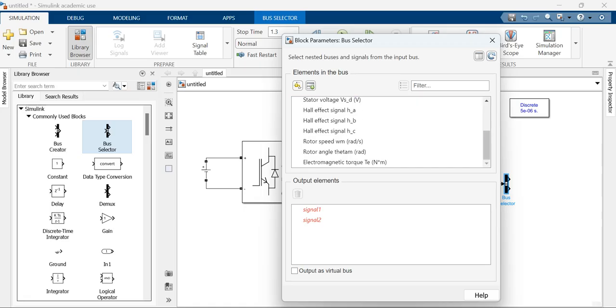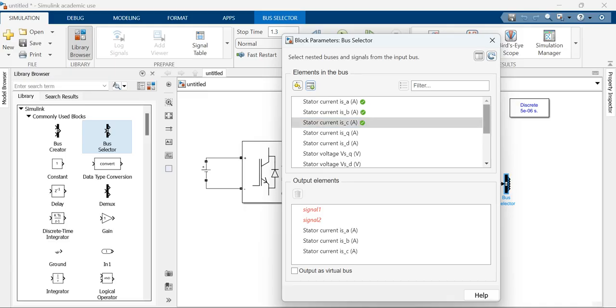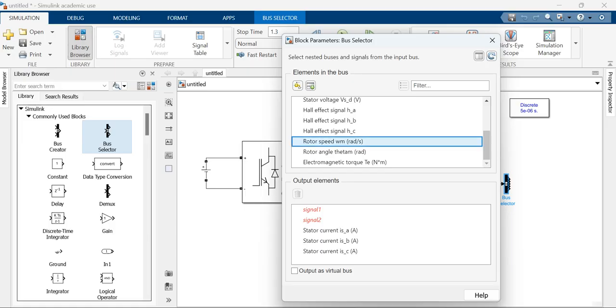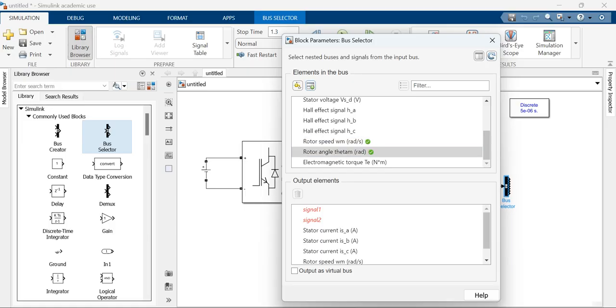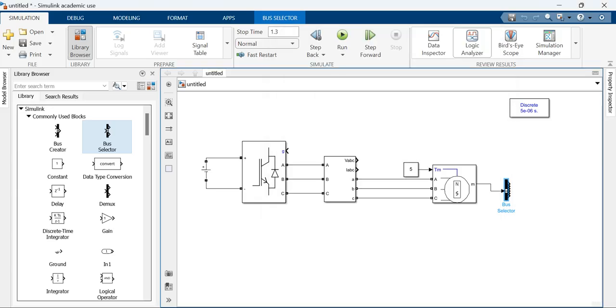Then I need rotor speed, rotor angle and electromagnetic torque. Again, all these three I want to select. Let me select one by one: add B, C and rotor speed. Let me add this and this. I remove these two and click OK.